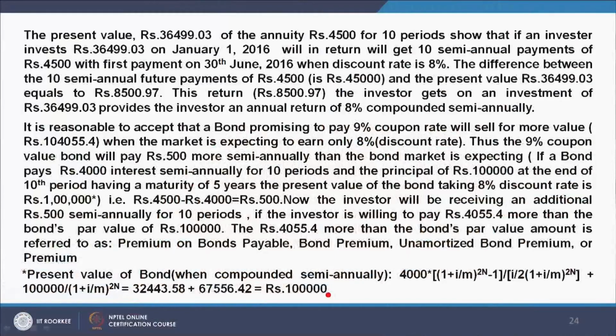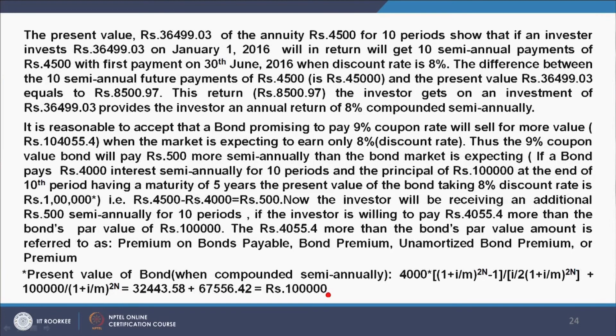The difference between the 10 semi-annual future payments of 4,500, which is 45,000, and the present value of rupees 36,499.03 equals 8,500.97. This return, that is 8,500.97, the investor gets on an investment of rupees 36,499.03, provides the investor an annual return of 8% compounded semi-annually.